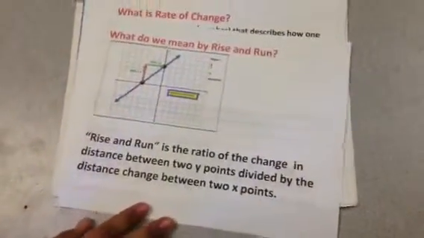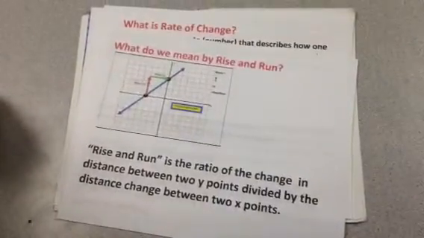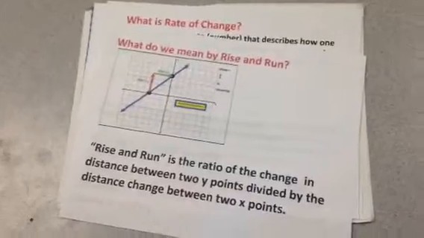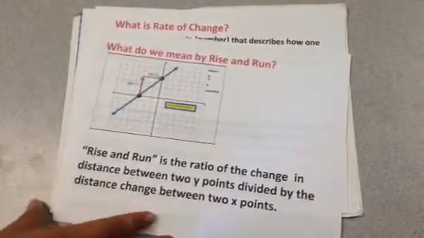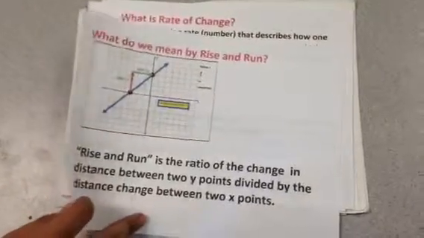What do we mean by rise and run? Rise and run is the ratio of the change in distance between two y points divided by the distance change between two x points.